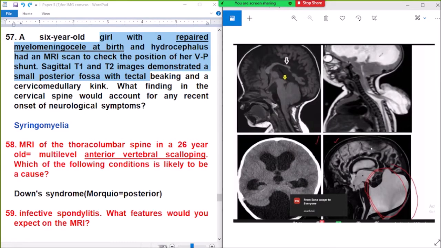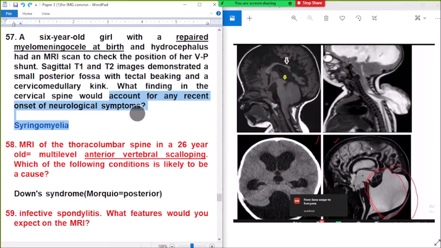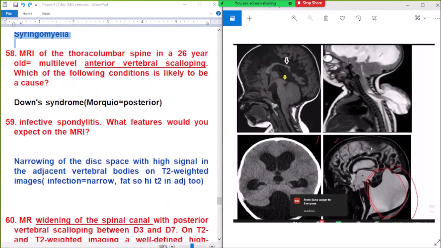This is a diagnosis of Chiari malformation. There's a small posterior fossa and tectal beaking. What finding in the cervical spine would account for any recent neurological symptoms? Syringomelia. Syringomelia is usually also seen in Chiari. So there's tectal beaking, a small posterior fossa, and meningoencephalocele. Question number 58. This is Dandy-Walker malformation.